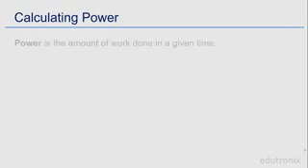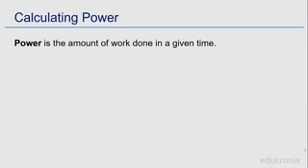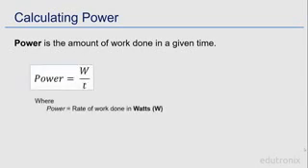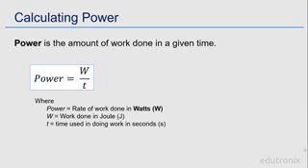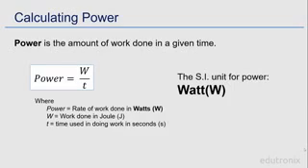Mathematically, we can say power is given by W divided by T, where power refers to the rate of work and is given in watt. W refers to the work that is done, and this is normally given in joules. T refers to the time or the period in question. Take note that the SI unit for power is given in watt.